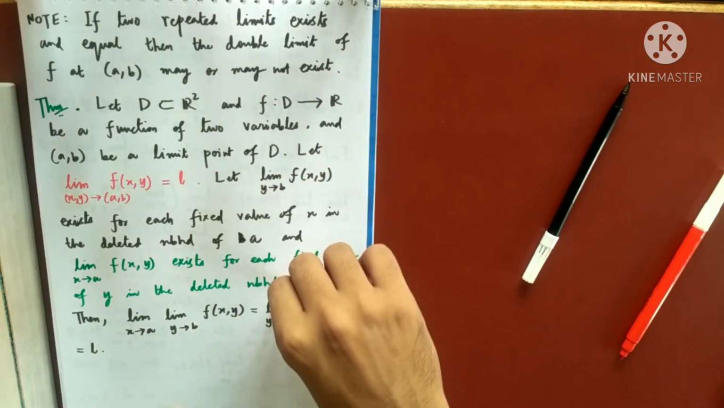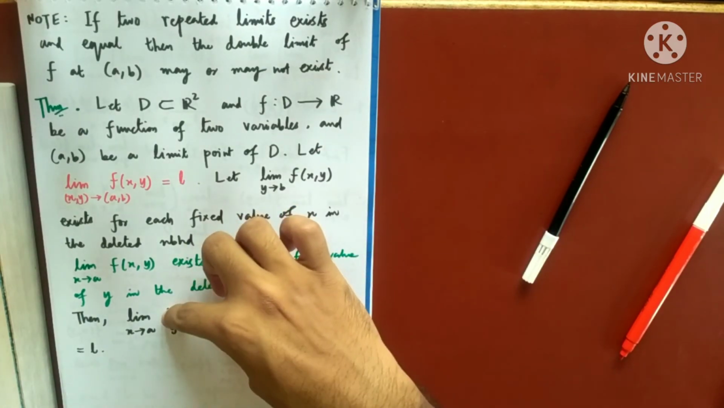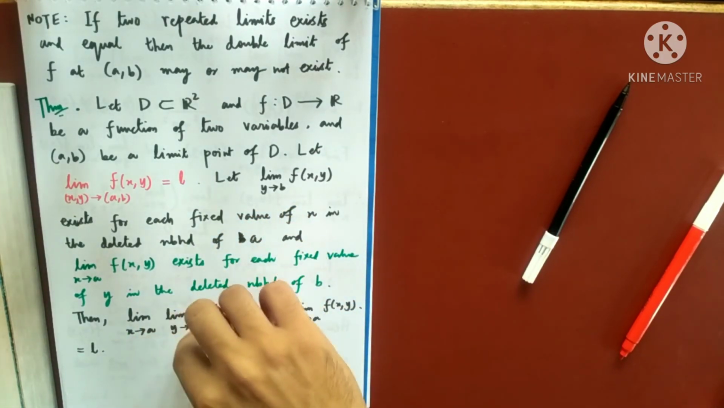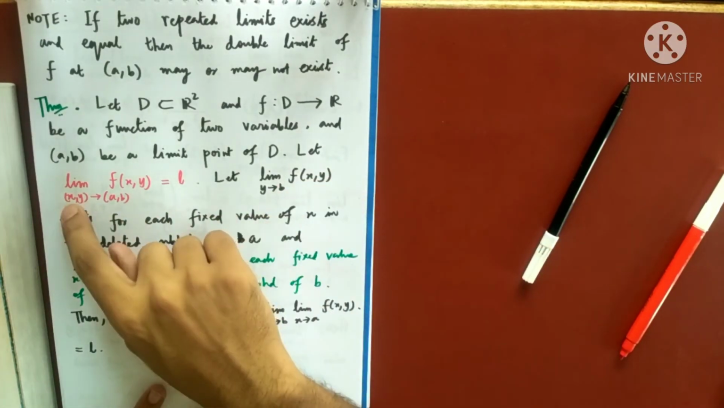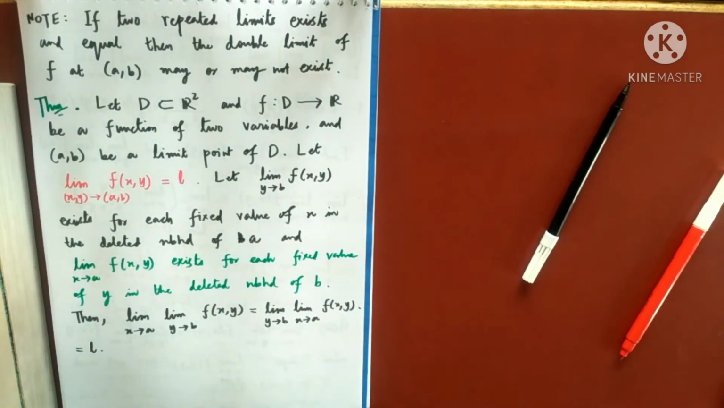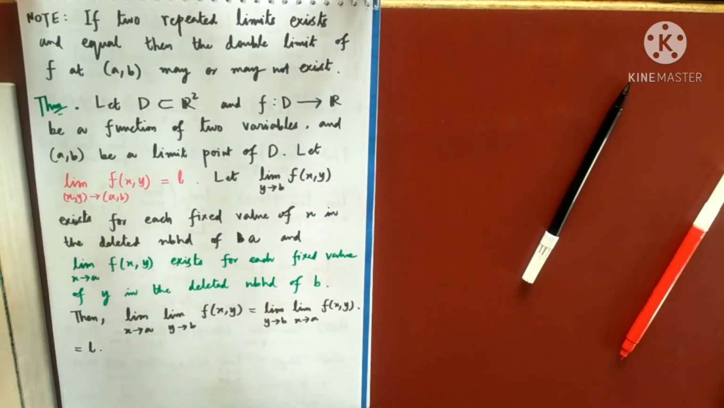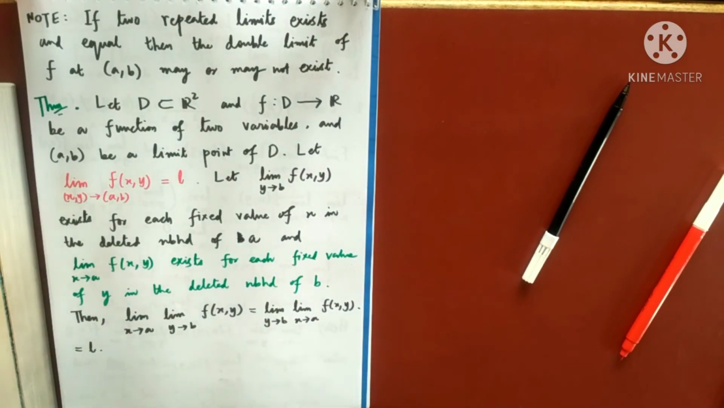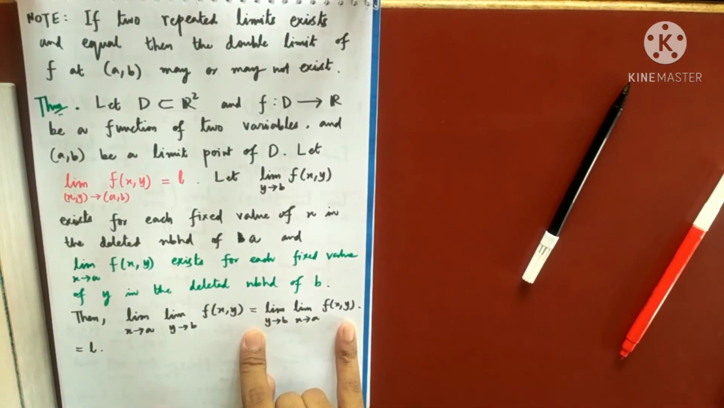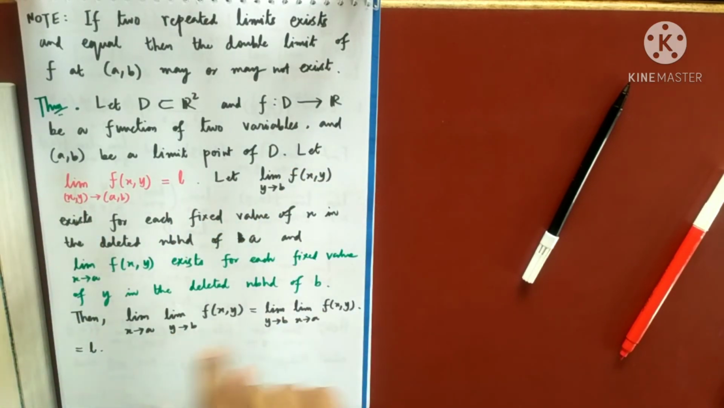What I mean by this condition, you will understand more precisely when I do sums. So my point is this should exist. If it does not exist, I cannot talk about the repeated limit. Just the existence of the double limit will not mean the existence of the repeated limits. Keep that in mind. If the double limit exists and this condition is satisfied, then I can say that the repeated limits will be equal and equal to L.